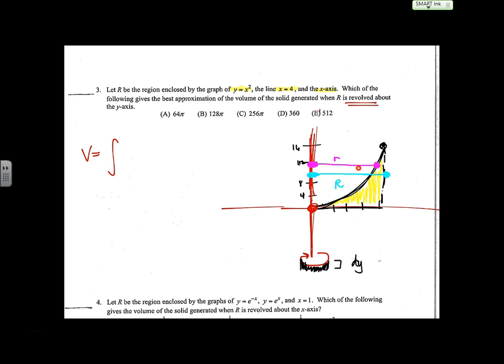This one's going to be for the whole thing. This one's going to be for the hollow. I need to go ahead and plug into my formula. I need pi times big R squared minus pi times little r squared with a dy. Has anybody figured out my y bounds yet? 0 and 16. Yeah, good. How low does it go? Y equals 0. How high does it go? Y equals 16. So I have 0 and I have 16.